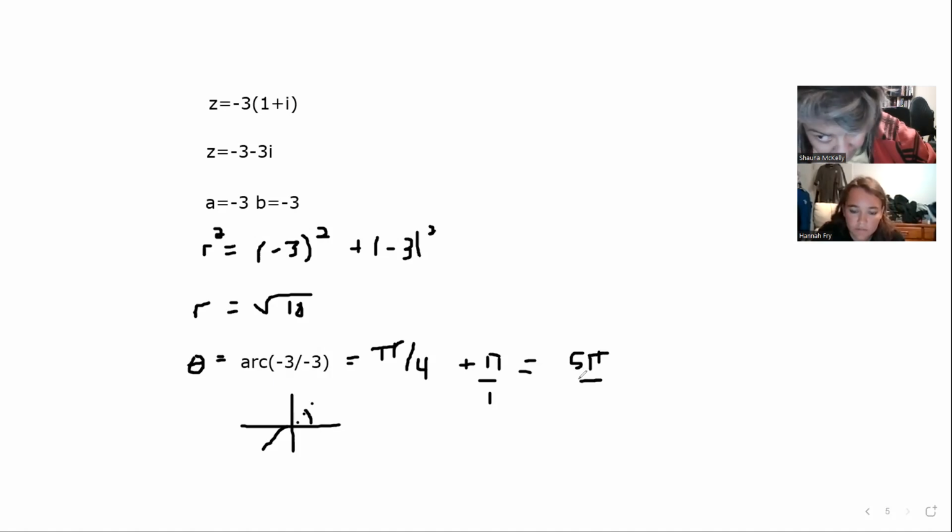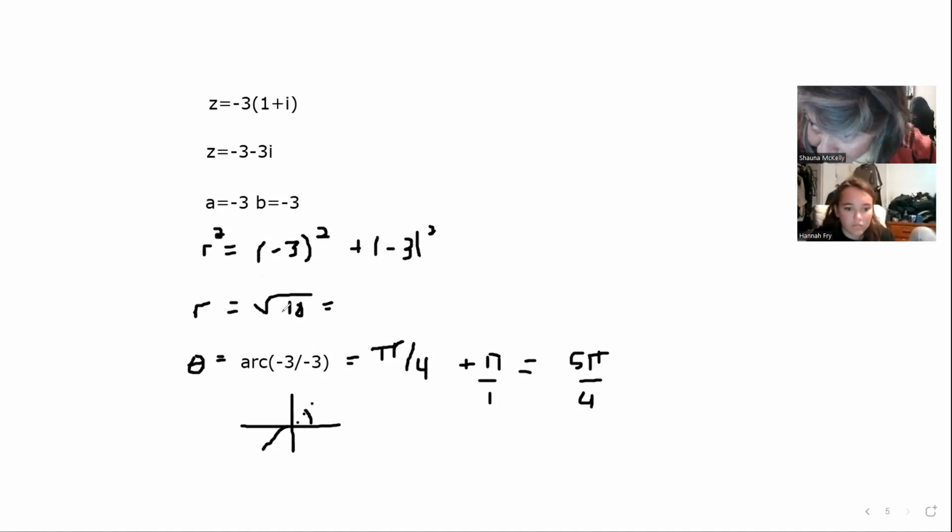So are you okay there? Yes. So I have my R, I have my theta. There's my R. Now, I think it's easier to keep it in this form until the end, but if you want to simplify the radical, this is 9 times 2 under the radical. Let me know if I'm going too fast for you, okay? The square root of 9 is 3. So this is 3 rad 2. No i, because this is the radius. This is just 3 rad 2.